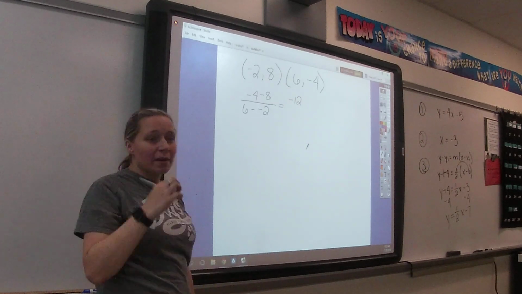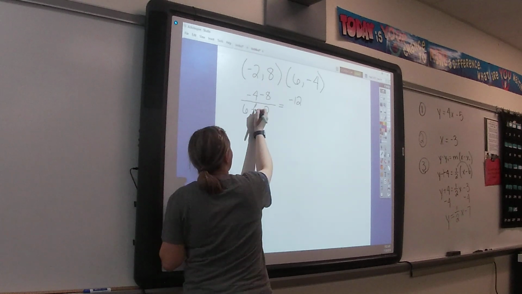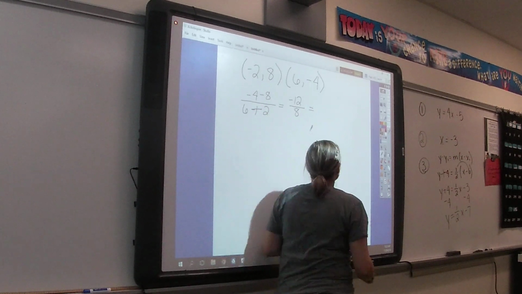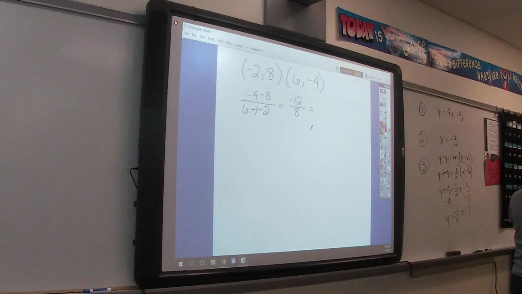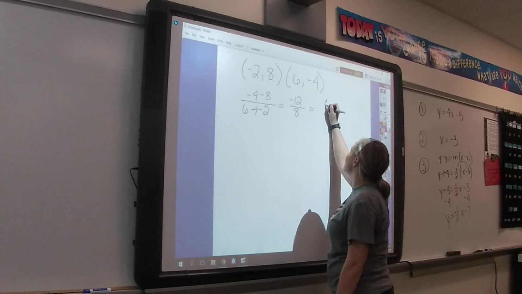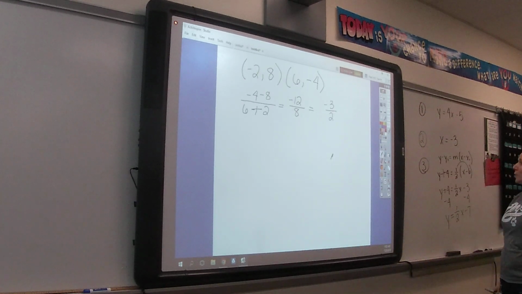Okay, so now we've been talking about this more. What might we turn these two negatives into? A positive, right? Because that's adding the opposite. Okay, what do we need to do next? Simplify, right? So -12 over 8, 4 will go into each of these. So we got -3 over 2.